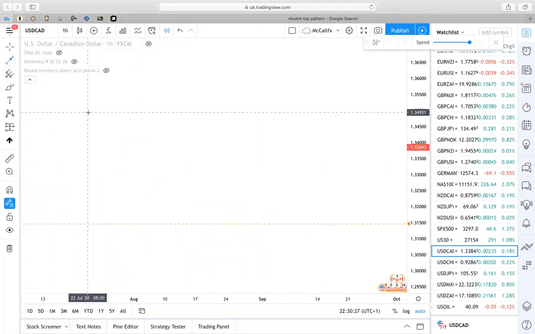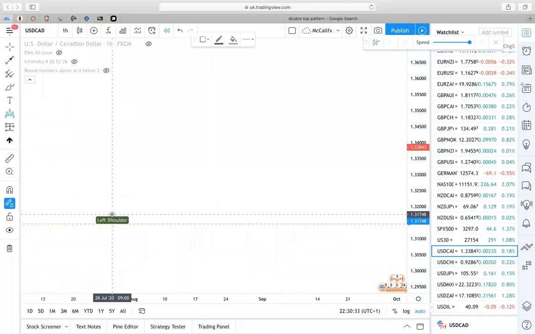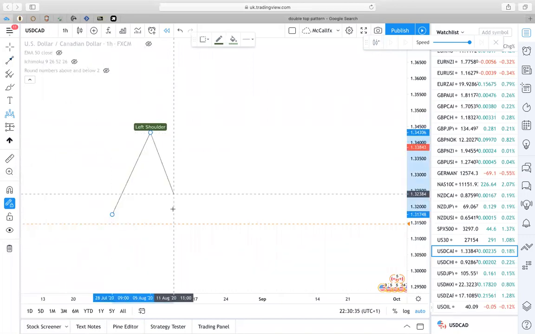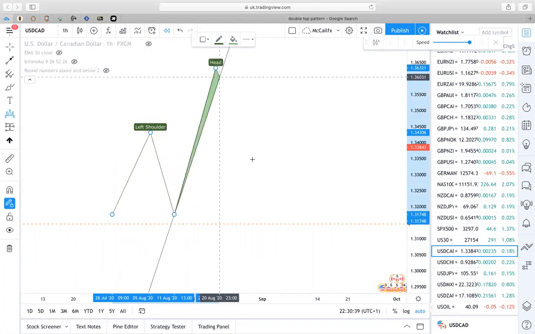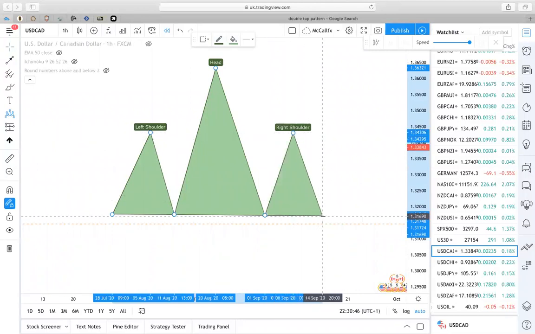So the next market structure is going to be something called a head and shoulder pattern, right? It's right here. You have your left shoulder, and then you have your head, and then you have your right shoulder right here. Just like this.